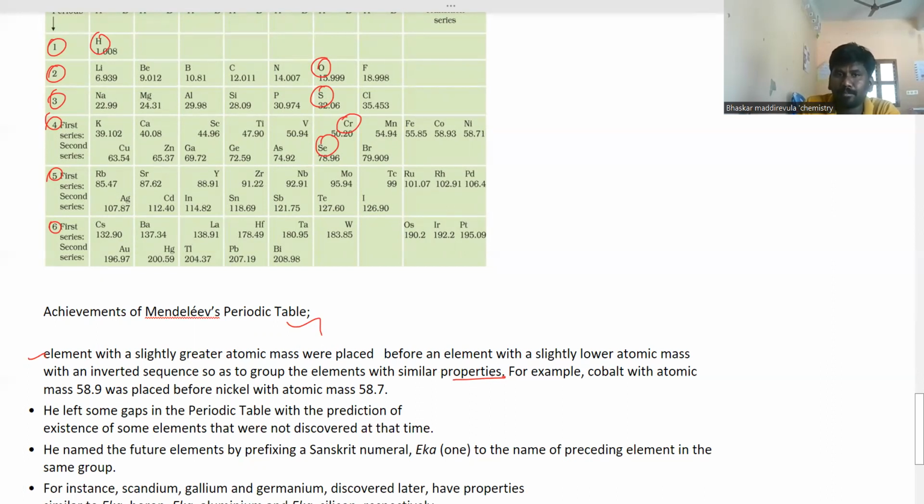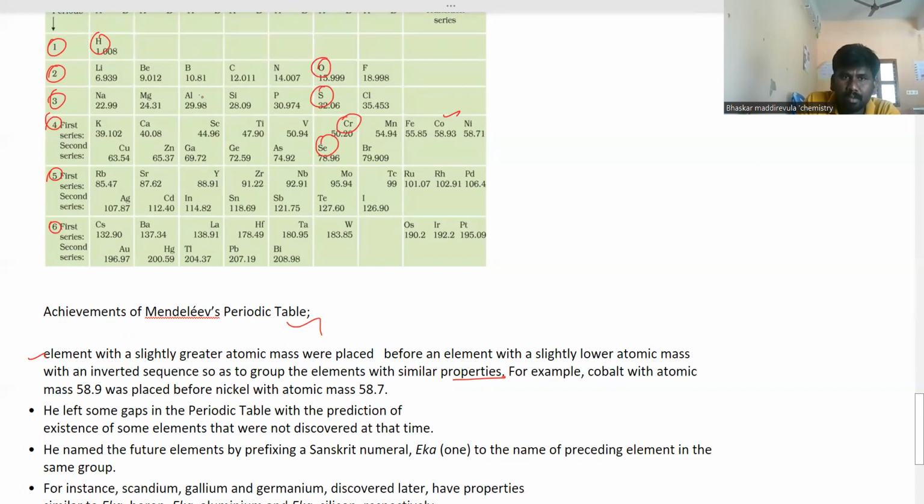That's why you see here cobalt and nickel. Actually, cobalt has a greater atomic mass than nickel, but to group the elements with similar chemical properties, he made it like this. Because of that, he made some inverted sequences. You can see some other cases also, where some of the elements are inverted.